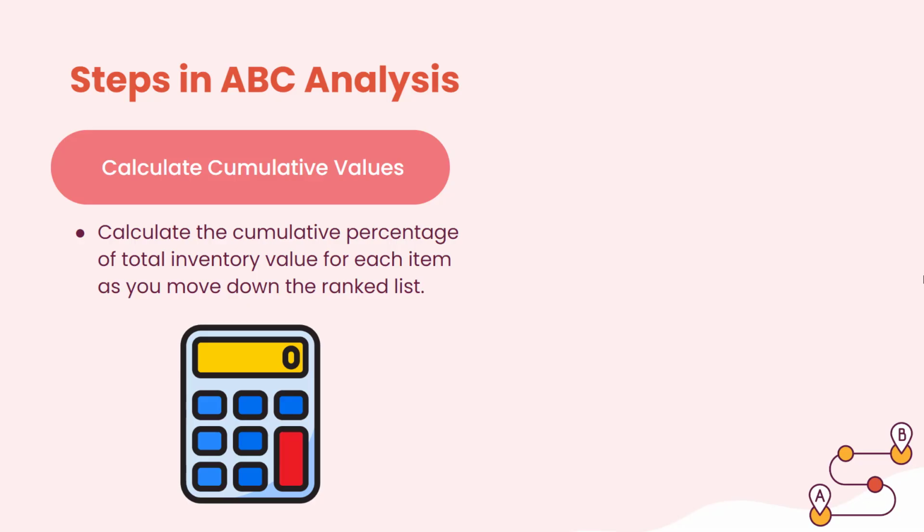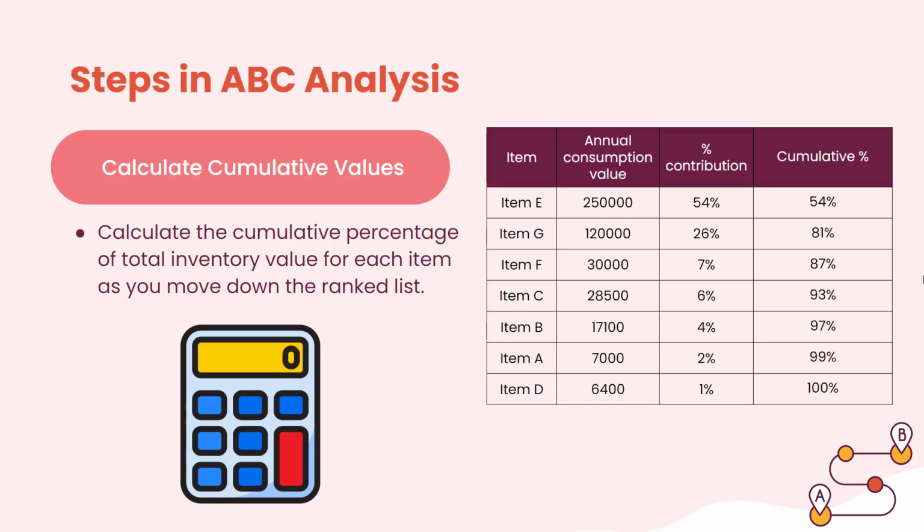Fourth step is to calculate cumulative values. Calculate the cumulative percentage of total inventory value for each item as you move down the ranked list. After organizing the items from rank 1 to rank 7, we will calculate the individual percentage of every item's sale. Hence, for item E, the percentage is 2,50,000 divided by the total sales of all items combined.